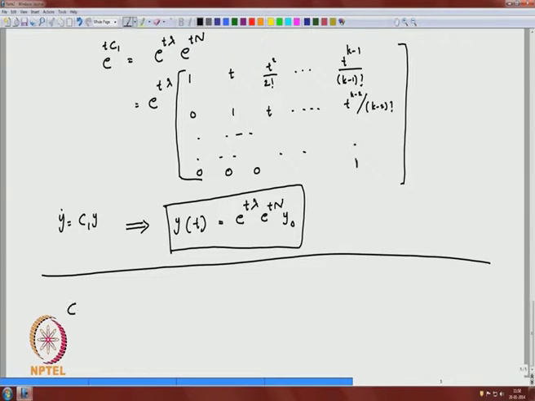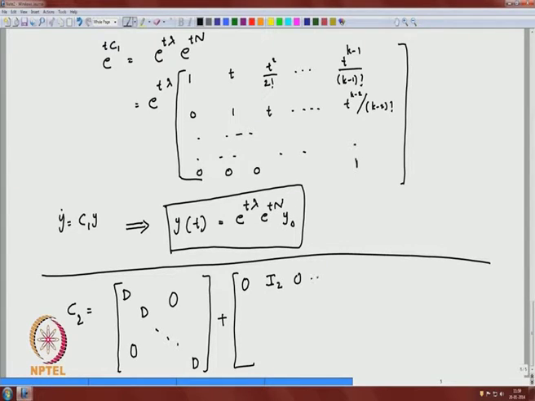Another one is of the form C2. C2 you can again write in a nice way, but not with an identity. You will write only D on the diagonal. You write your D here, 0 here, 0 here, plus on the off diagonal these are all 2 by 2 zeros, and the last element will be I2, and then you have 2 by 2 things which will be 0.